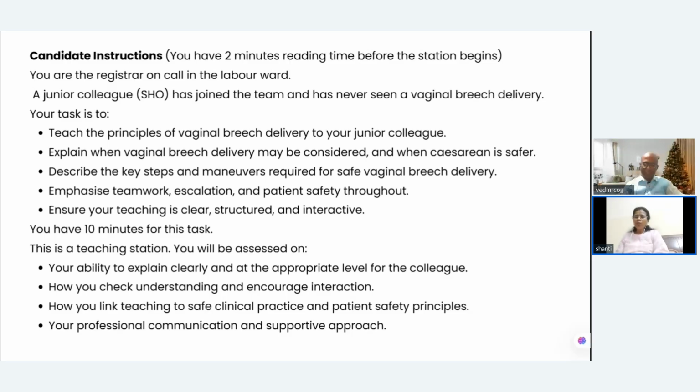And Sarah, now let us see. Now we have the patient, and she is for vaginal breech delivery. Whenever anyone is calling for a breech delivery, first of all, once we are here.